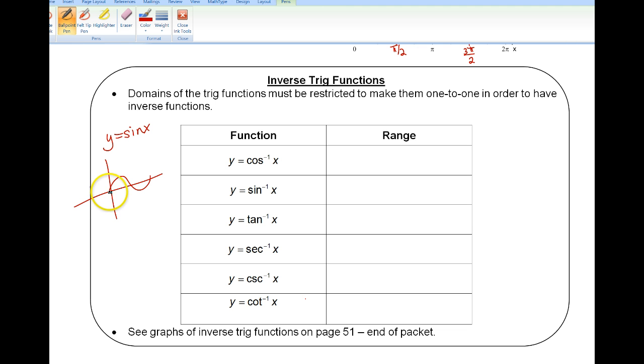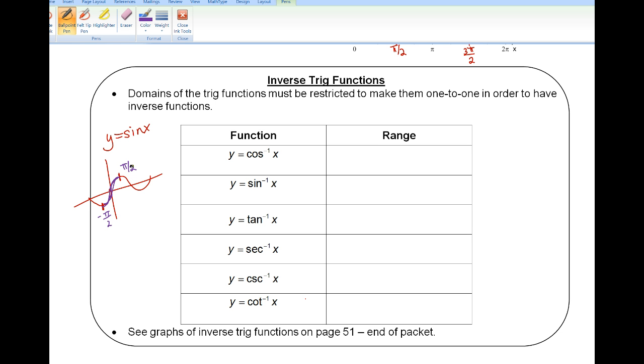So with sine, they're always going to restrict it from negative pi over 2 to pi over 2. Or no, I'm sorry, from here to here. And then cosine is the opposite way. So we can just look at this part, from negative pi over 2 to pi over 2. Right, because now that will pass the horizontal line test, so when I find the inverse, that will actually pass the vertical line test.